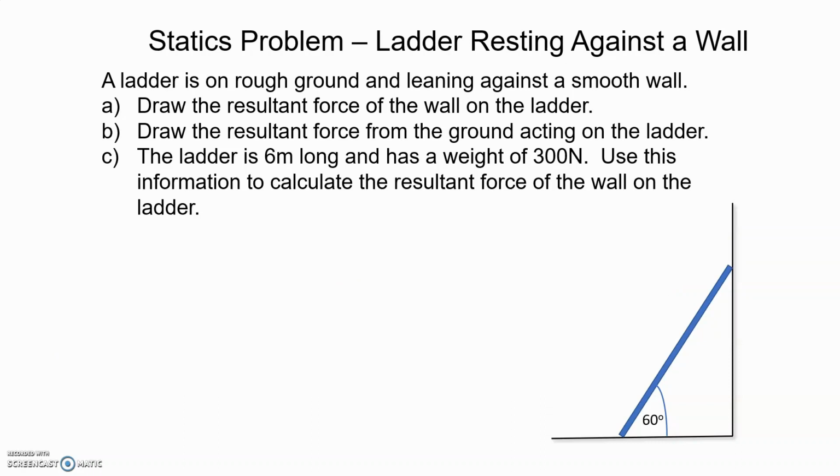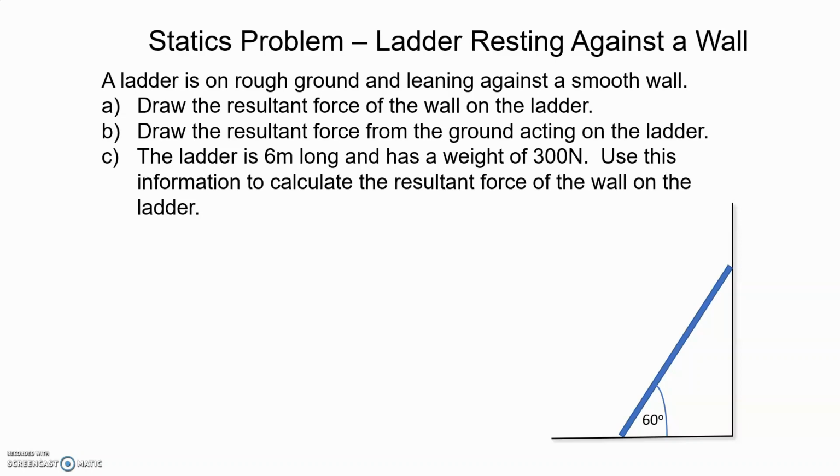So it's a statics problem of a ladder resting against a wall, and statics is the branch of mechanics concerned with bodies at rest and in equilibrium. Here you can see in the diagram at the bottom right that we've got a ladder resting against a wall at an angle of 60 degrees, and the ladder is on rough ground and leaning against a smooth wall.